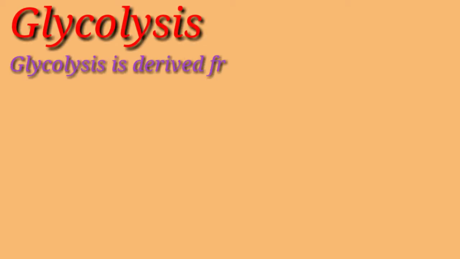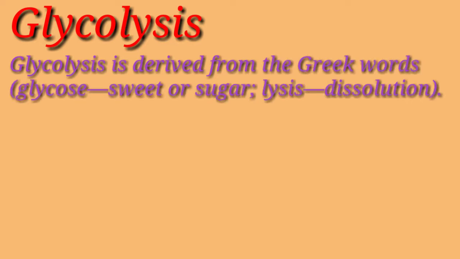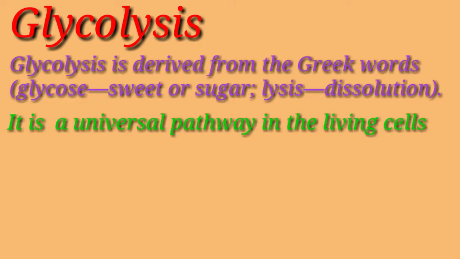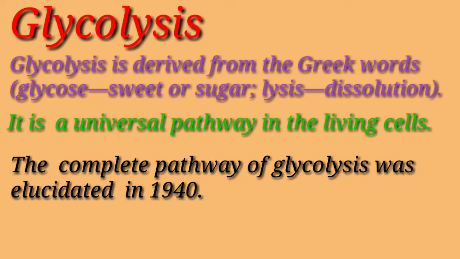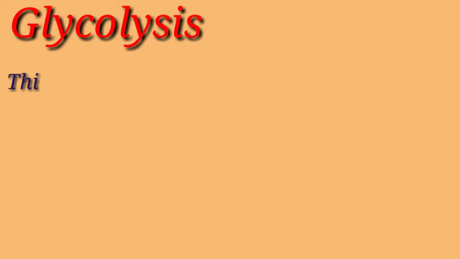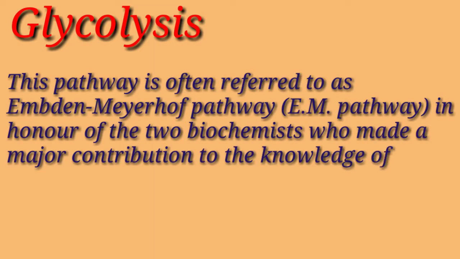First, we'll start with glycolysis. Glycolysis is derived from Greek words glykos, meaning sweet or sugar, and lysis, meaning dissolution. It is a universal pathway in the living cell, and the complete pathway of glycolysis was elucidated in 1940. This pathway is often referred to as the Embden-Meyerhof pathway, that is EM pathway, in honor of two biochemists who made a major contribution to the knowledge of glycolysis.